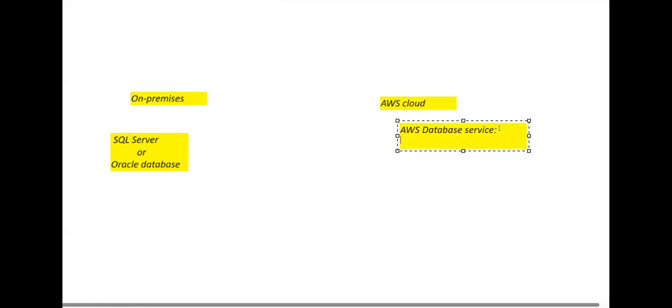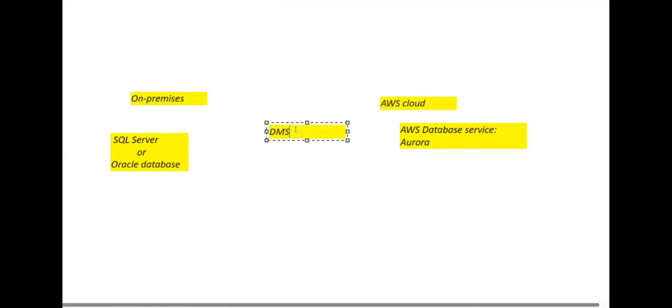So let's say I want to use Aurora. I want to move my SQL server to Aurora database, or you can choose any one of the database endpoints, and you will be able to migrate your database from your on-premise to AWS cloud. So for that, what service do you use? What is the service that you use to transmit or to migrate your data from on-premise to AWS?